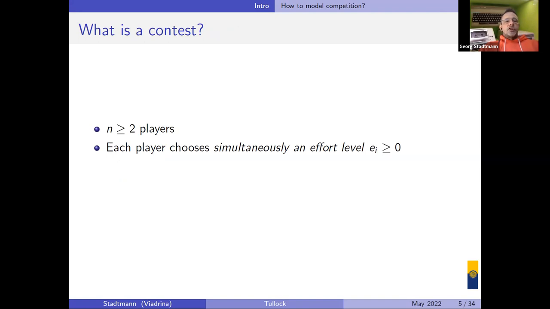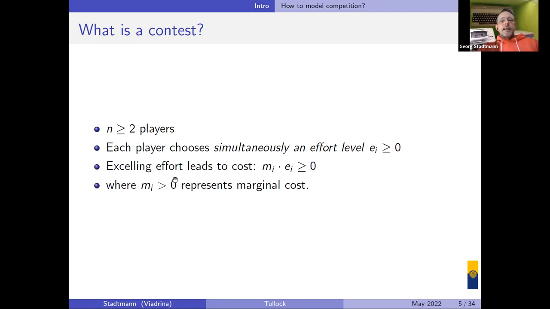We are looking at N players, with N larger than or equal to two. We assume that each player chooses simultaneously an effort level, which is larger than or equal to zero. When the player is exerting effort, this will lead to cost, and the costs are also positive. The variable m represents the marginal cost. So when we exert the level e equal to one, then the costs are equal to m. When the effort level is equal to two, then the overall costs are equal to two times m. i denotes the index of a player, so here we are looking at player number i.